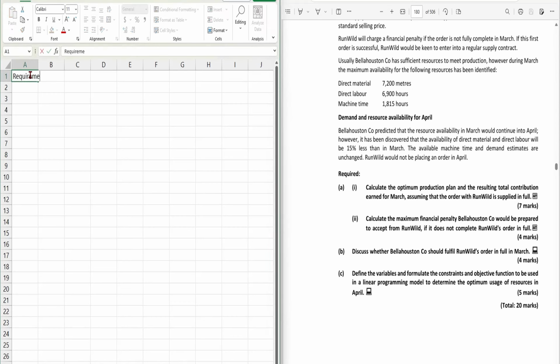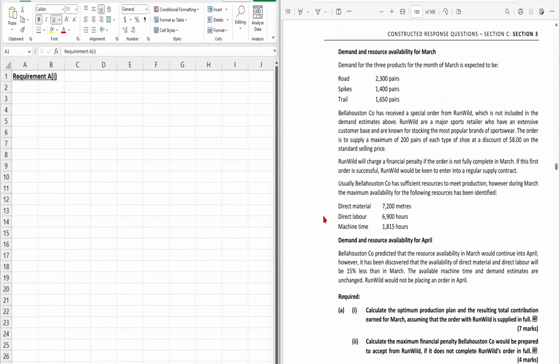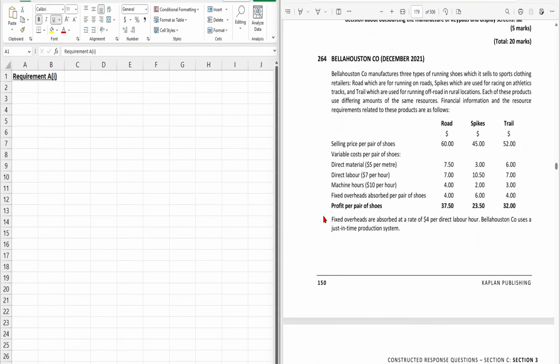So this is requirement A1. We have a clear heading, and the question asks regarding the optimum production plan. Then let's have a look at the background. The company manufactures three types of running shoe which it sells to sport clothing retailers. One is road, which is for running on roads, spikes which are used for racing on athletic tracks, and trail which are used for running off road in rural locations. Each of these products uses different amounts of the same resources. Financial information and the resource requirements related to these products are as follows.